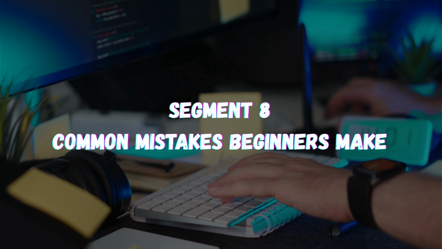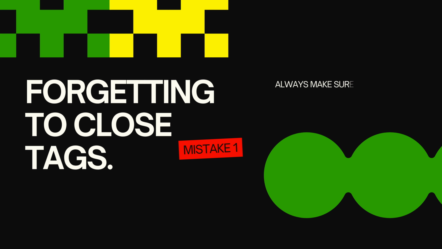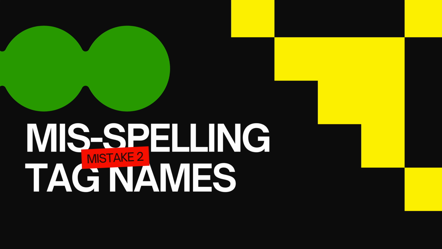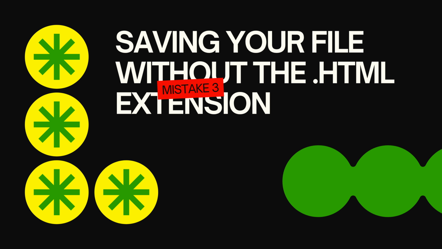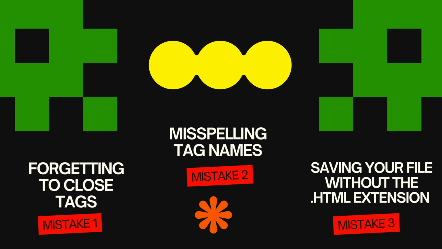Segment 8. Common mistakes beginners make. Before we move on, let's talk about some very common mistakes. Mistake 1. Forgetting to close tags. Always make sure every opening tag has a matching closing tag, unless it's a self-closing tag like image or line break. Mistake 2. Misspelling tag names. HTML tags are not case sensitive, but typos still break your structure. Mistake 3. Saving your file without the HTML extension, then wondering why nothing happens in the browser. This is one of the biggest mistakes that students tend to make. So make sure you double check all of this.